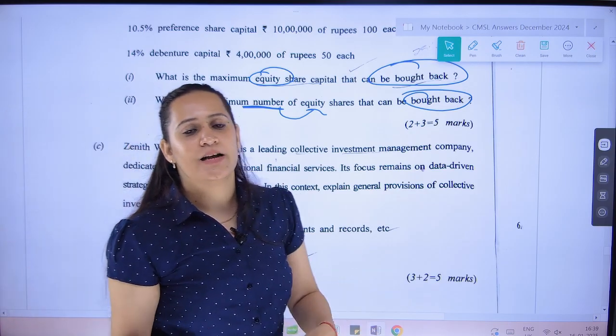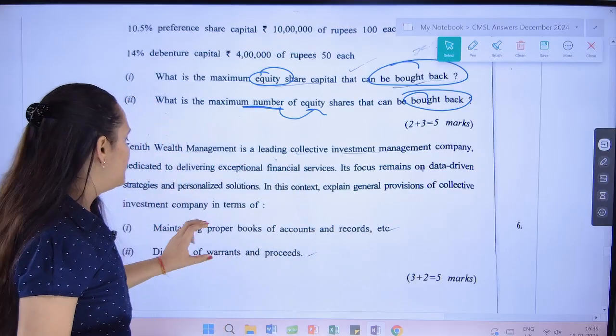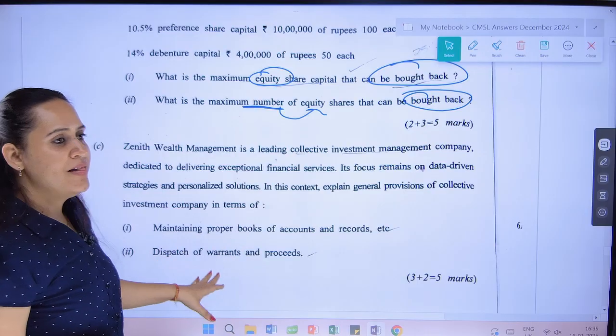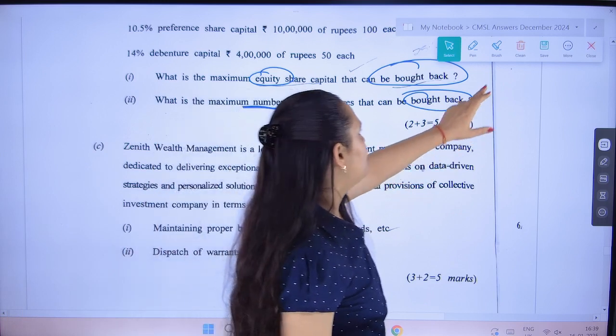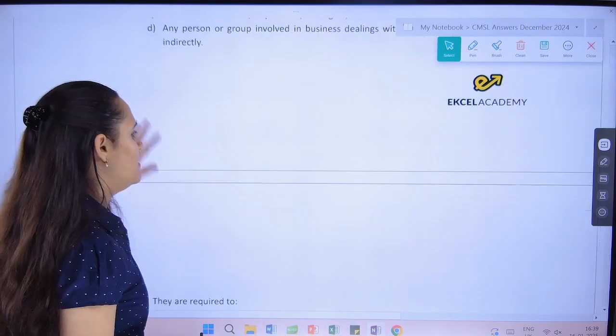Again, no interpretation, direct query question about the collective investment scheme. On that, you have to talk about maintaining of books of accounts by collective investment management company and how and when they should dispatch the warrants and the proceeds of any income. Let's quickly read through the answer.